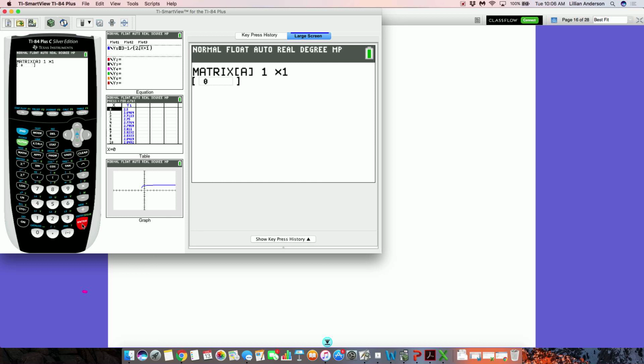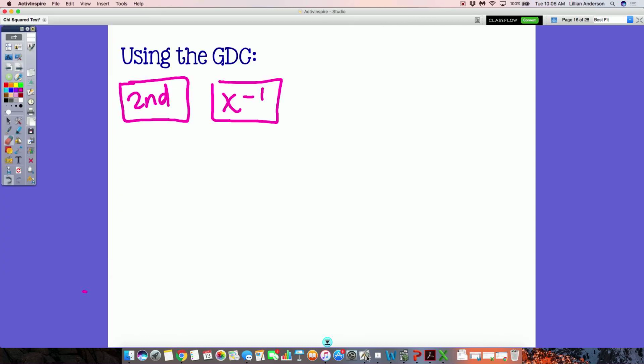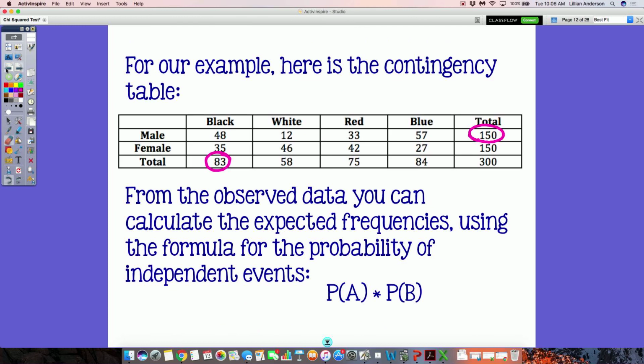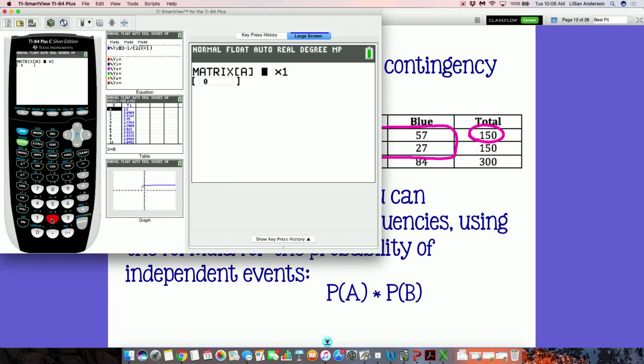So what size would that matrix be? How many rows does that matrix have? 1 by 1. No. Wait, you're talking about in our 2 thing? It would be a 2 by 4, okay? Look at your observed. It's this data right here. There are 2 rows, and then there are 4 columns. 2 by 4. So it's going to be a 2, enter, 4, enter. And it basically will form those spaces.